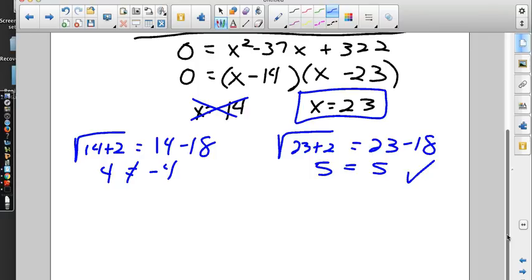So we make sure that once we find them, once we spent all that time finding those factors, we want to make sure that's going to work. And show the math. Show the math as you go through it. Number 8.